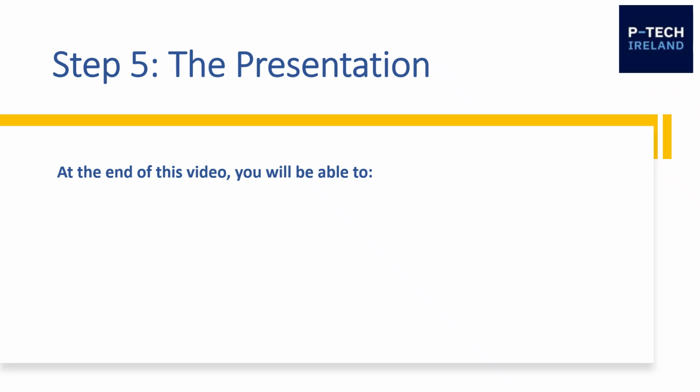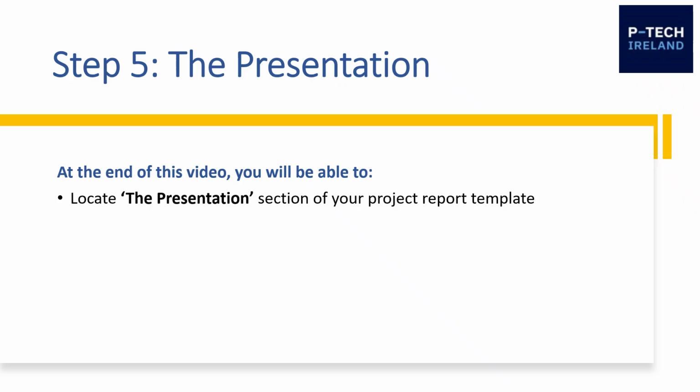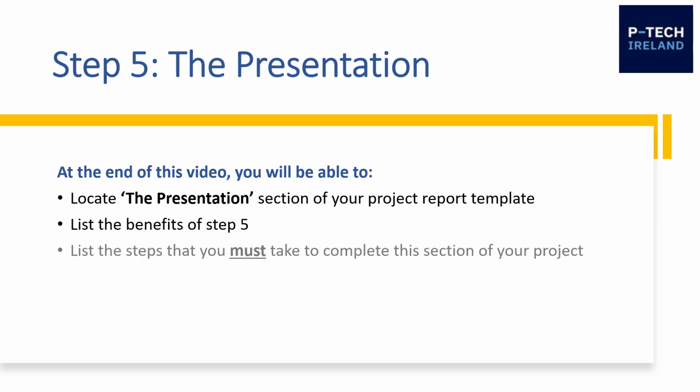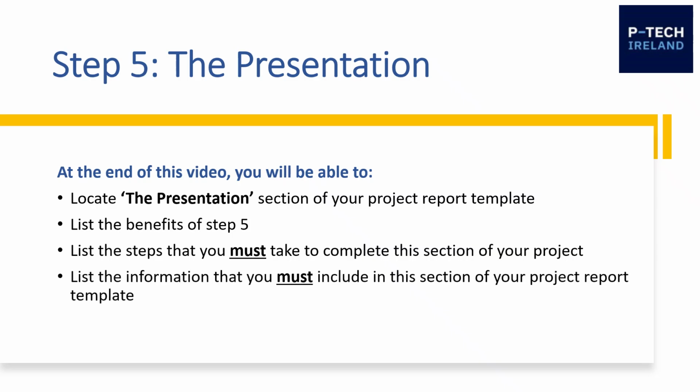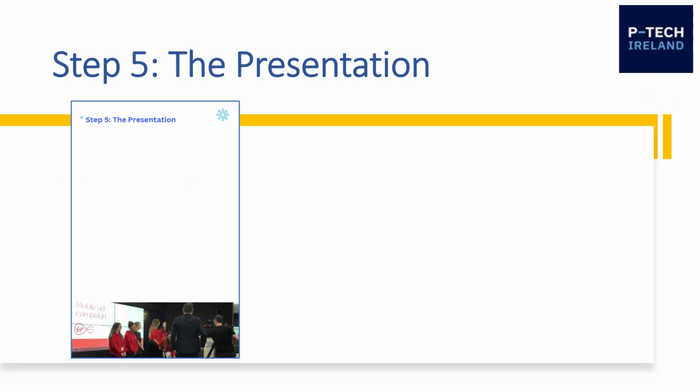What are we going to know by the end of this video? You should be able to locate the presentation section of your project report template. You should be able to list all of the benefits of step 5. Why do we have a presentation stage in our project? You should be able to list the steps that you must take to complete this section of your project and your project report. And you'll be able to list the information that you must include in this section of your project report template. Now on screen now, you can see the presentation section of your project report. So it's blank and it's got no information filled in just yet.